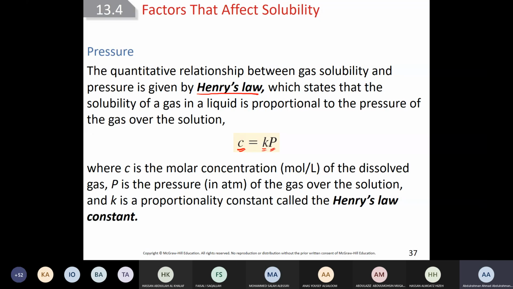What's C? Concentration. Concentration in what? Moles per liter, molarity. And what's P? Pressure, partial pressure of the gas. And what's K? Henry's constant, Henry's law constant. That's it. Nothing can be simpler. C equals K times P.